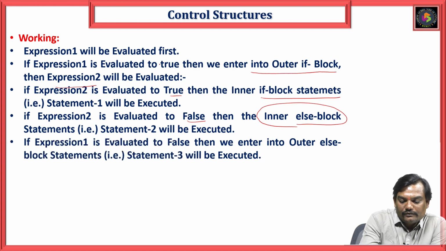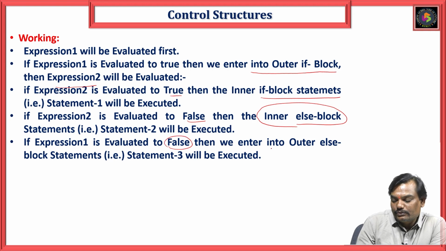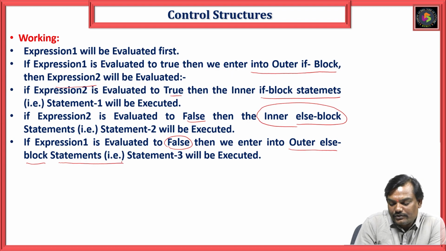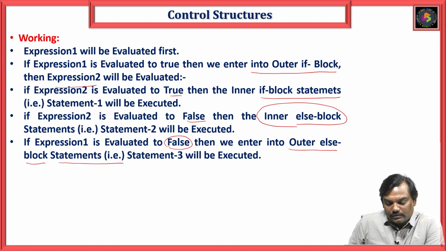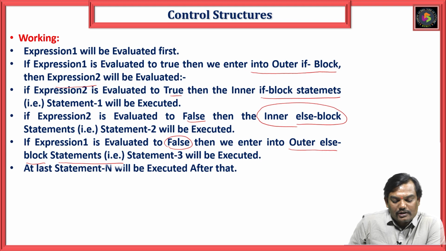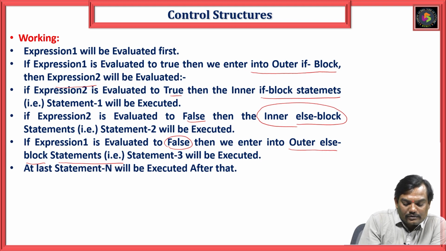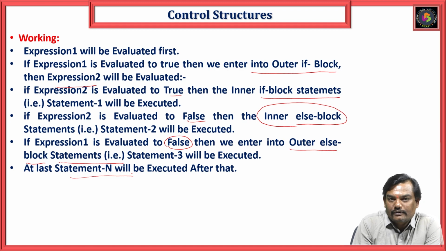If we assume that the first expression itself is false, then the control will enter directly into the outer else block, and whatever statements we have in the outer else block get executed. So this is how the nested if-else statement works. And whatever statements we have after the nested statements will be executed in sequence.